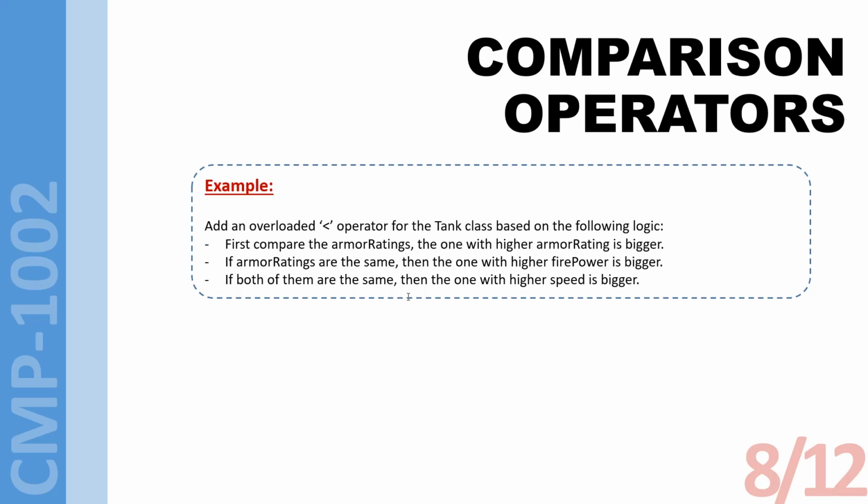So in my example logic, I say, first compare the armor ratings. The one with the higher armor rating is the bigger tank, whatever that is. Next, if the armor ratings are the same, then the one with the higher firepower is bigger. If both of them are the same, then the one with the higher speed is bigger. If all three of them are the same, then they're the same.